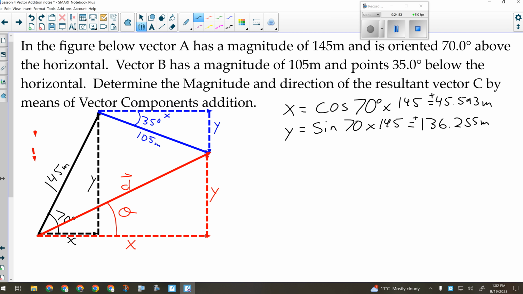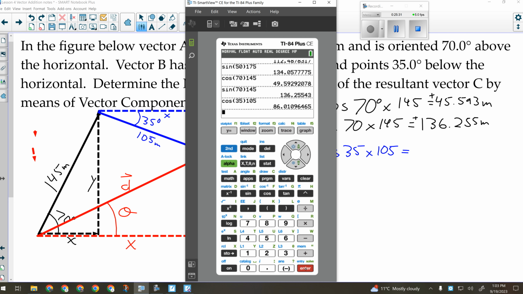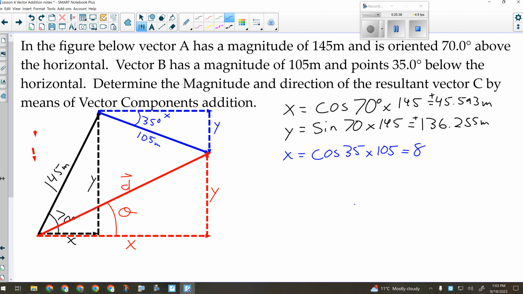Okay, can I do the same thing for the blue triangle? Yep, and I have to. Okay, I need to know what blue x and blue y are, so that's my next set of steps. Okay, so blue x is the adjacent side to the angle they gave me, and I know the hypotenuse, so same deal. I'm going to go cos of the angle, in this case 35, times the hypotenuse, in this case 105. All right, so that side is 86.01 meters. And that is positive because it's to the right, just like the other one.